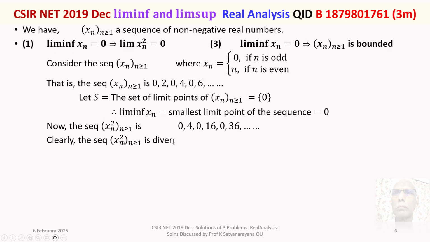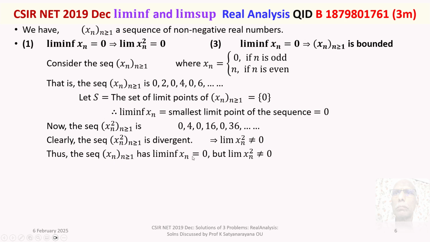Clearly, this sequence Xn square is divergent because the even terms, when squared, are becoming larger and larger. So Xn square is divergent. Therefore, limit Xn square is not 0. Thus the sequence Xn has limit inferior 0, but limit Xn square is not equal to 0. Therefore, option 1 is not true.